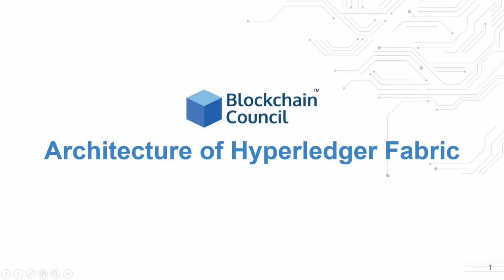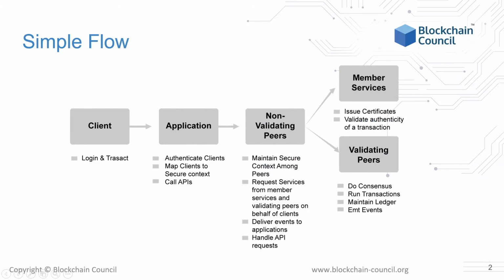We all know that Hyperledger Fabric works as an umbrella project under Hyperledger. In this session, we will discuss Hyperledger Fabric architecture and how it is implemented. In this diagram, we will assume that the flow is set up and running. A client has registered and enrolled himself with the certificate authority of the organization.